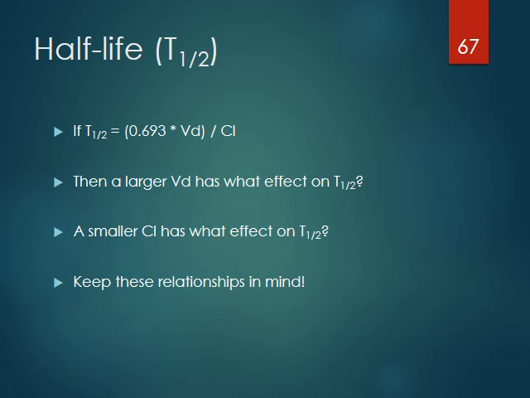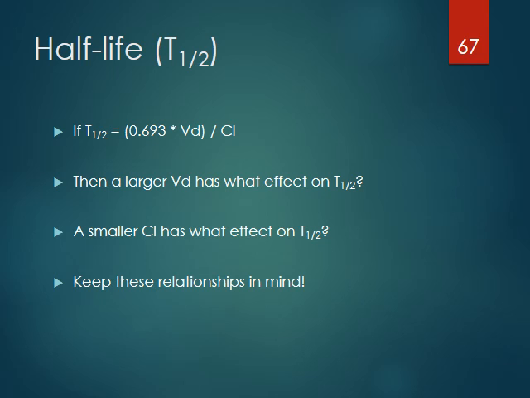Now, what if I alter the clearance? What if I said, okay, well now the patient has some degree of kidney injury, now they have a smaller clearance. What effect does that have on half-life? Well, because it's in the denominator, having a smaller value in your denominator is going to give you a larger half-life, which makes sense. If my kidneys are not functioning appropriately, it's going to take longer for me to clear that drug, thus my half-life is going to get longer.